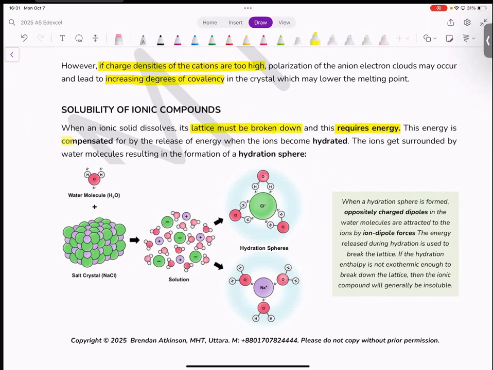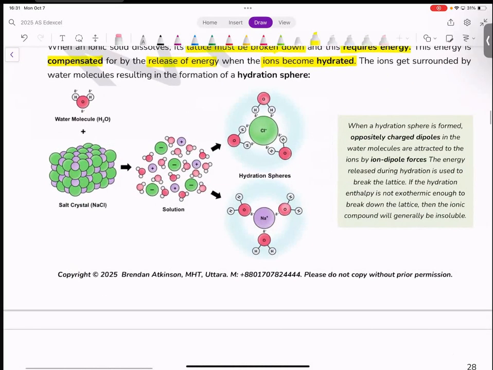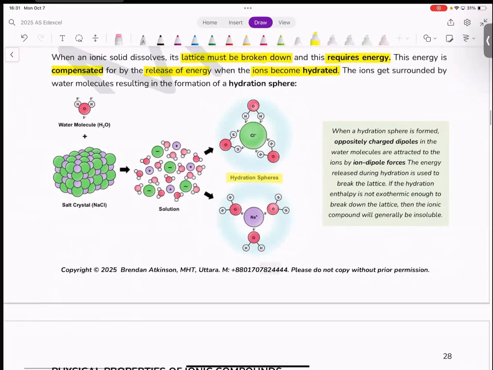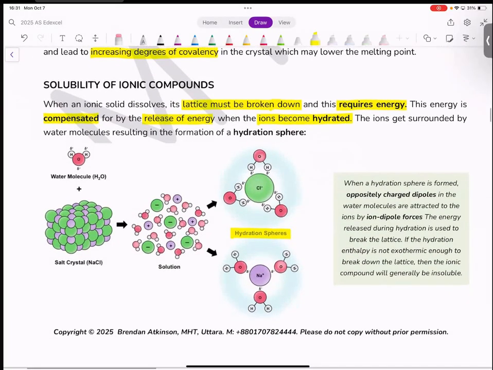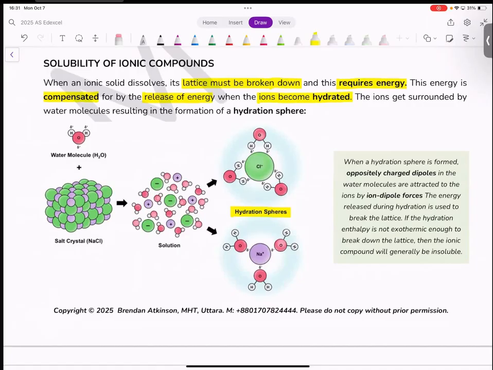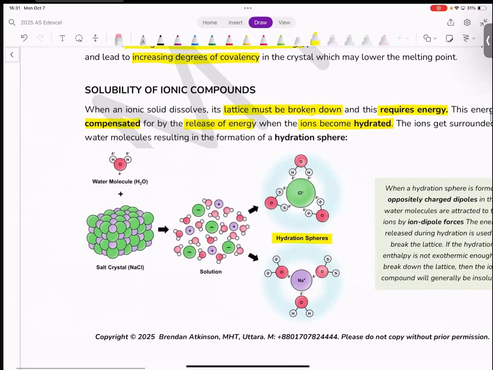This energy is compensated for by the release of energy when the ions become hydrated. So this is what we refer to as a hydration sphere. Basically, I'll show you a diagram you have to draw, because a colored image for the whiteboard. You could just draw this, but I'll show you the black and white version that I would draw if I was a student. So hydration sphere, what's happening here?